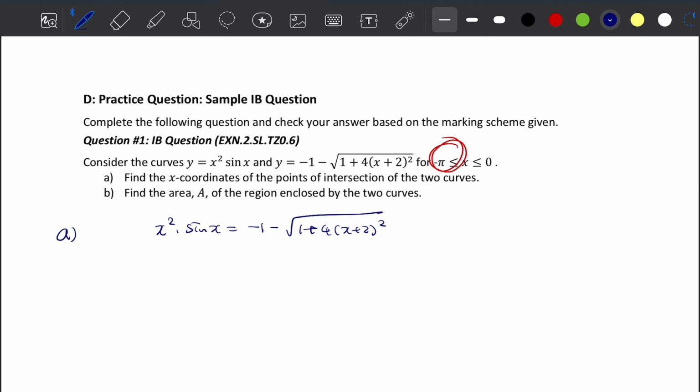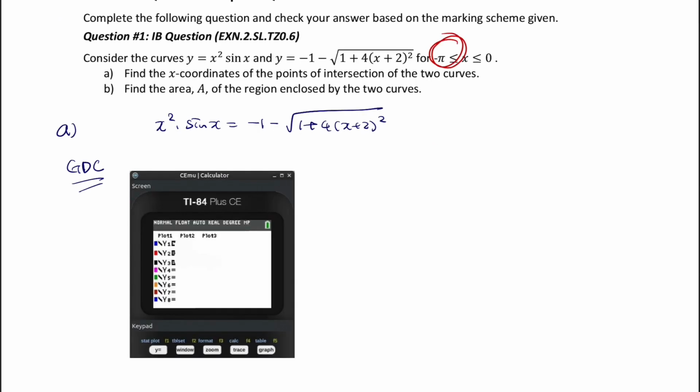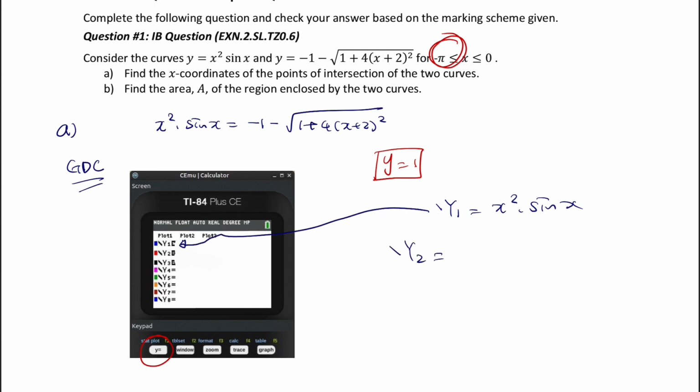However, this is a GDC question. So here I have your GDC screen. On your GDC screen, you're going to click the y equals tab first. That's your first graphing tab, right? And you're going to substitute x squared times sine x as your first equation right here. Okay? And you're going to substitute negative 1 minus square root of (1 plus 4 (x plus 2) squared) as your second equation. Okay? Then you graph it.